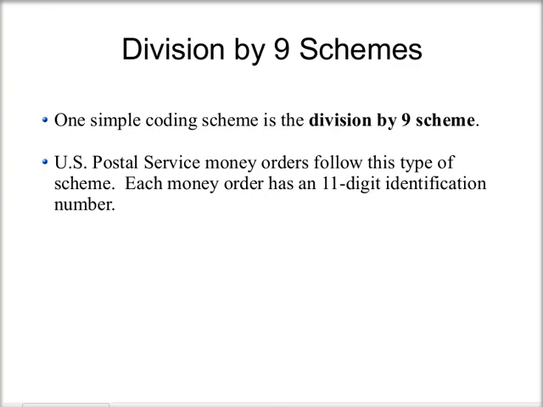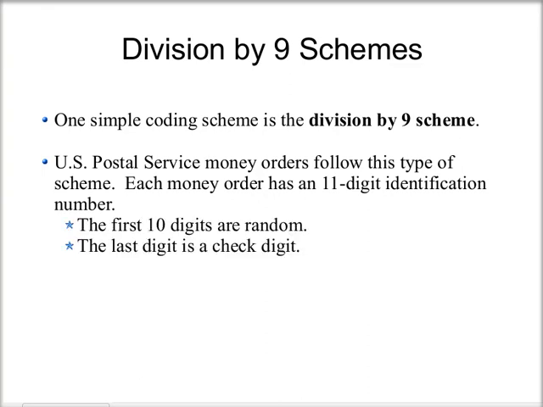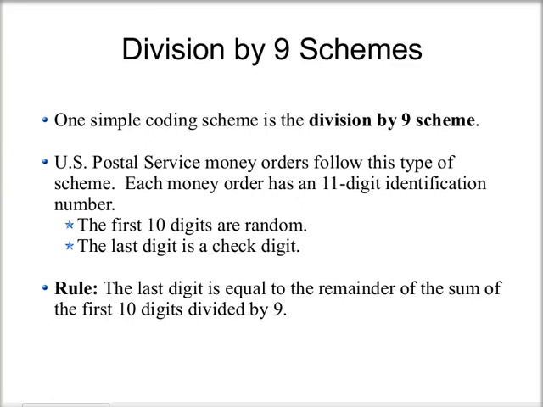Each money order has an 11-digit number. The first 10 digits are random, and the last digit is a check digit. So the last digit has to follow a certain rule. And in this case, the rule is that the last digit is equal to the remainder of the sum of the first 10 digits divided by 9.